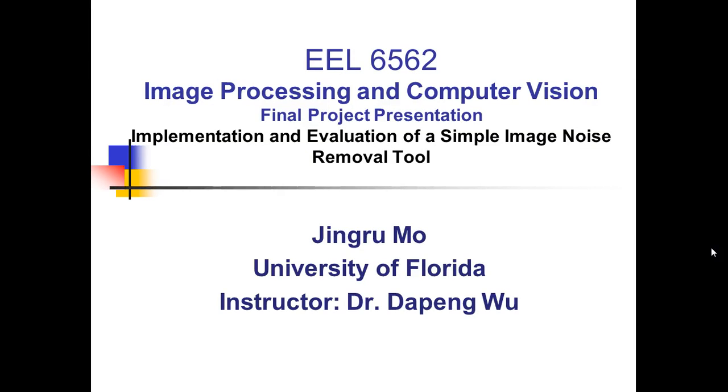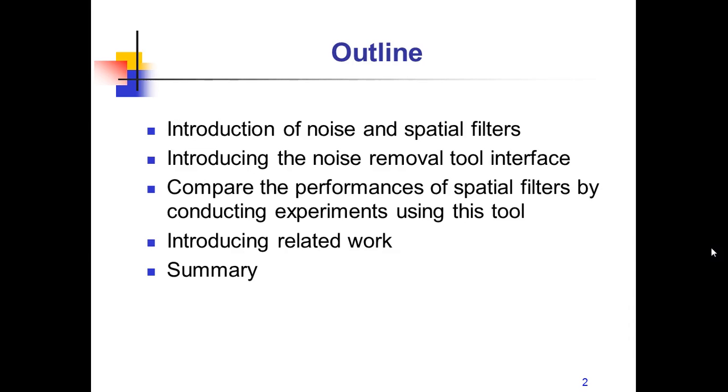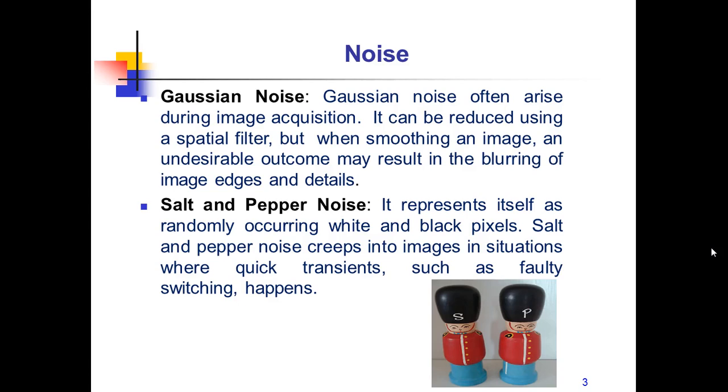The name of my final project is Implementation and Evaluation of a Simple Image Noise Removal Tool. In this presentation, I will introduce 2 types of noise and 3 types of spatial filters, and the noise removal tool interface. And then I will conduct several experiments to illustrate this and compare the performances of the 3 types of spatial filters. At last, I will introduce 2 types of more advanced median filter.